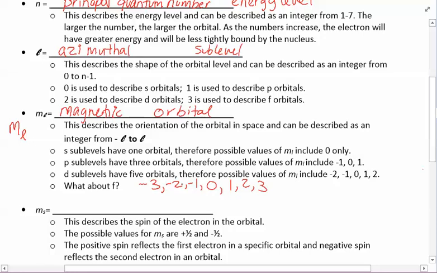This is where that logic is starting to come into play. This specific value, I think, is the hardest of all of the quantum numbers to figure out, but it's based off of the previous ones.